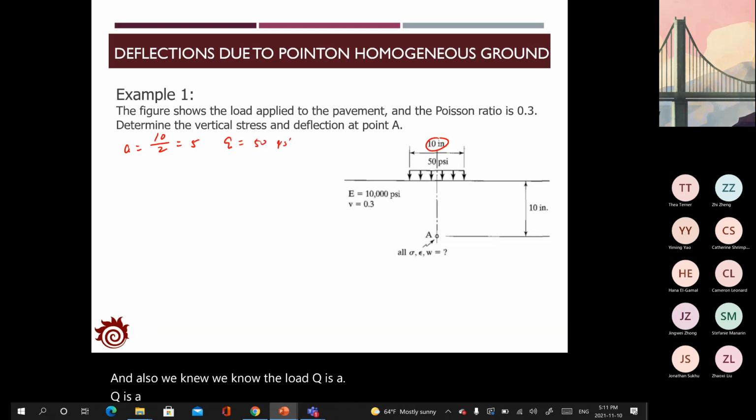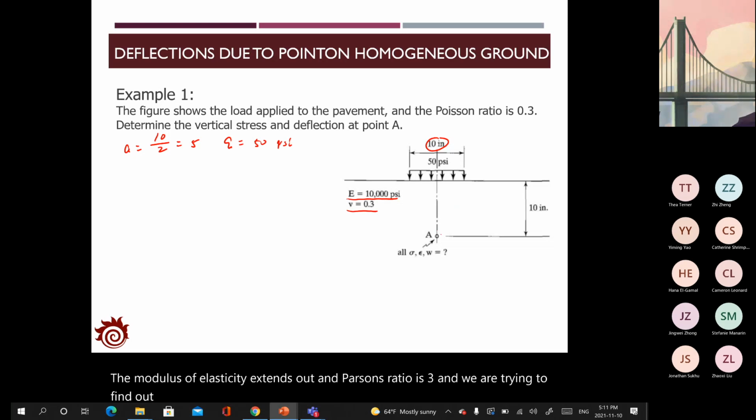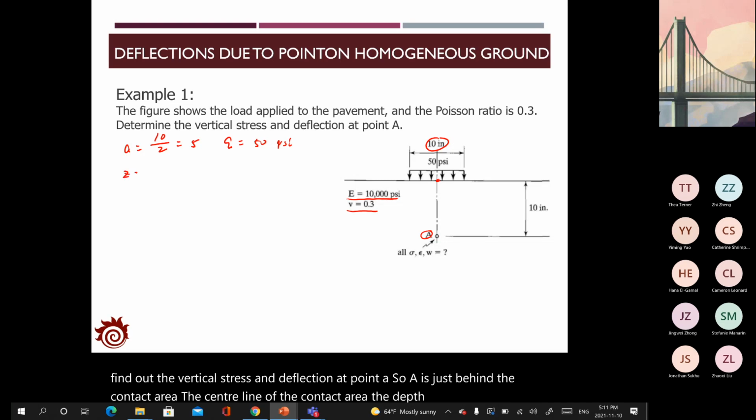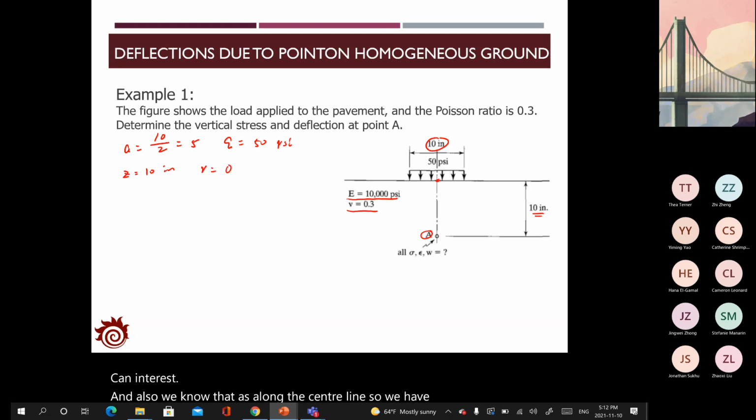And also we know the load Q is 50 psi, and the modulus of elasticity is 10,000. Poisson's ratio is 0.3, and we are trying to find out the vertical stress and deflection at point A. So A is just below the contact area, on the center line of the contact area. The depth is 10 inches. And as A is along the center line, we have r equal to 0. With that, we can then calculate the vertical stress.